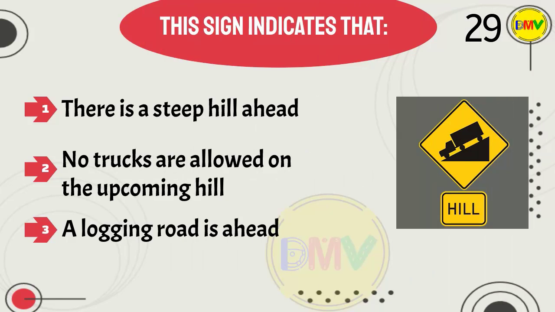Question 29. This sign indicates that: 1. There is a steep hill ahead. 2. No trucks are allowed on the upcoming hill. 3. A logging road is ahead.